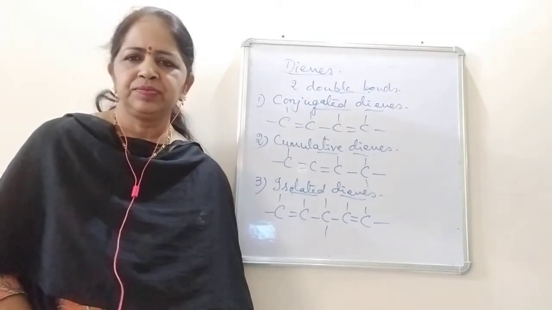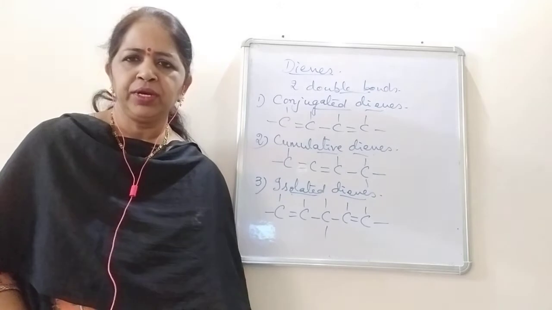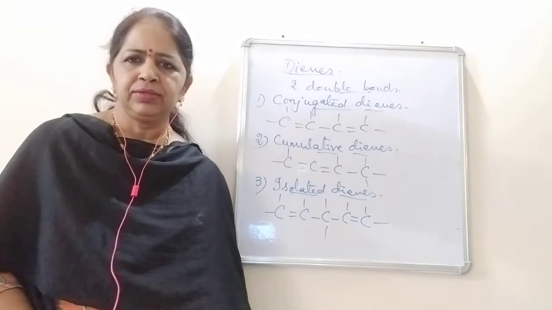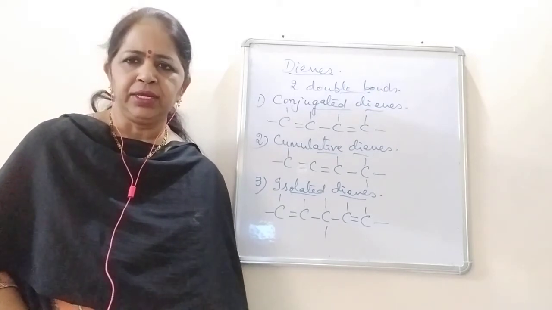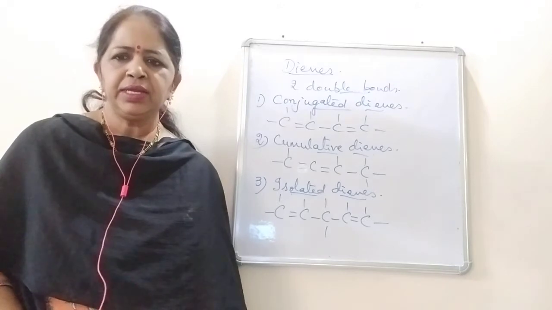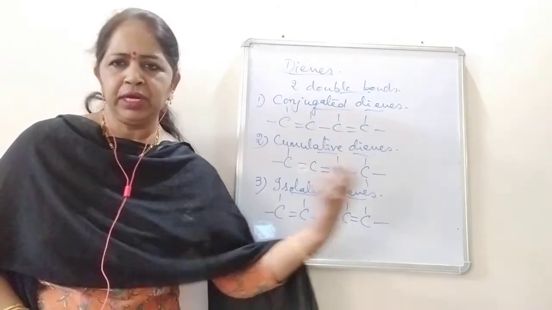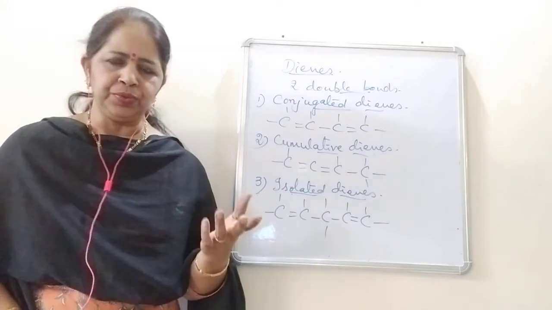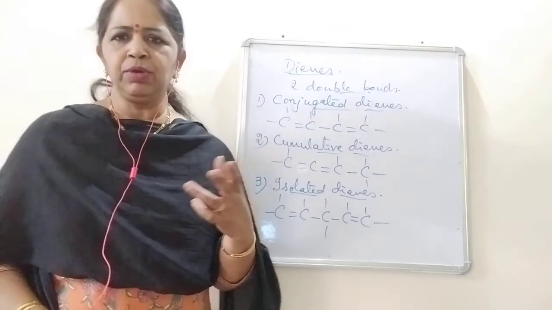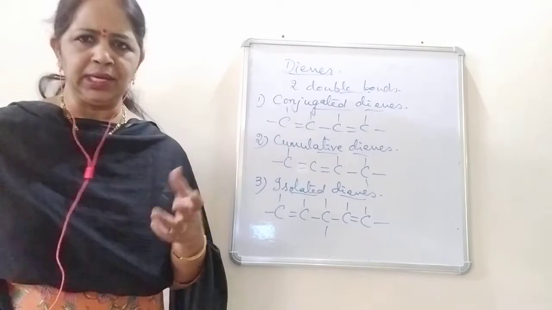Hello students, in this video I am going to discuss dienes and the types of dienes. Dienes are the compounds having two double bonds. En means having a double bond, di means two. The compounds having two double bonds are known as dienes.